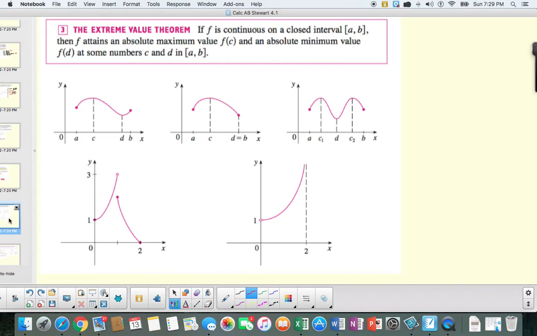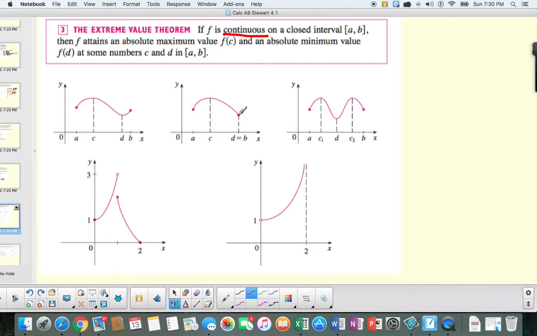The extreme value theorem says if f is continuous on a closed interval, then f attains an absolute maximum value and an absolute minimum value at some numbers. So here's an example. Again, you have to meet the conditions of continuity. So when you have continuity, notice that your absolute max can occur in the interval, and it looks like your absolute min occurs within the interval.